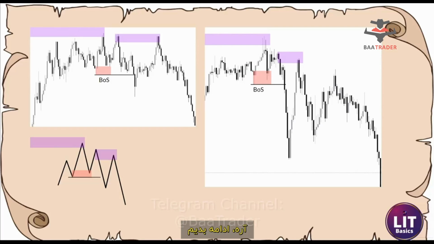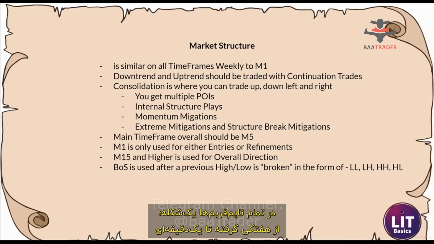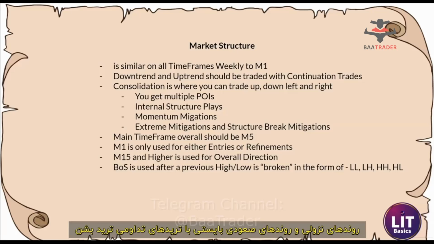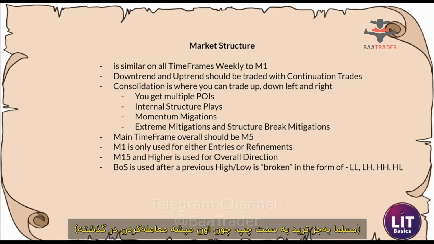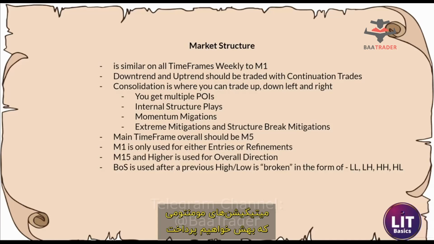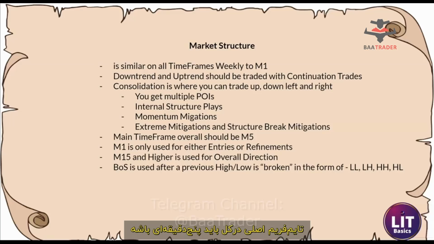Yep. Let's continue. So, little points about market structure. It's similar on all time frames, weekly to M1. We call this fractal. Downtrends and uptrends should be traded with continuation trades. Consolidation is where you can trade in every direction, obviously not left because that's trading in the past. You get multiple POIs, internal structure plays, momentum mitigations, which we'll cover, extreme mitigations and structure break mitigations. Main time frame should overall be M5. M1 should only be used for refinements and entries, and M15 and higher is used for overall direction.